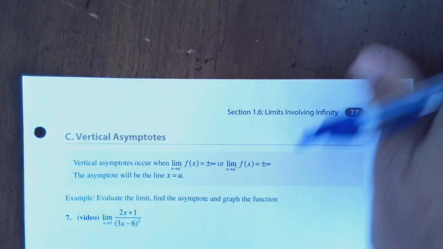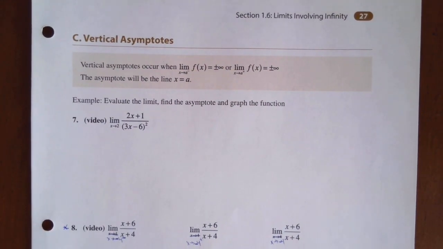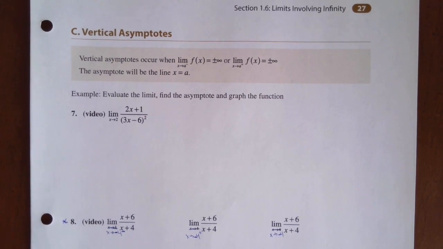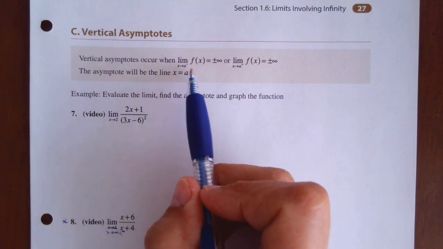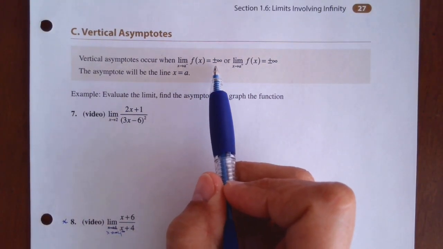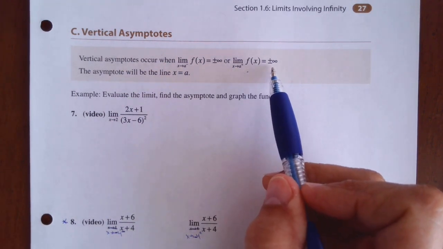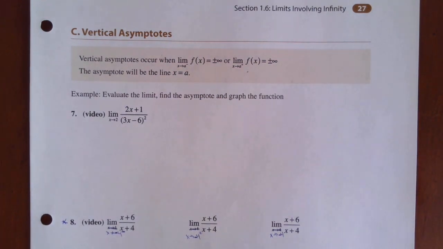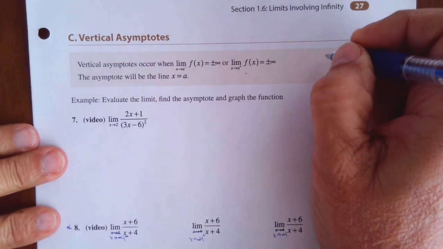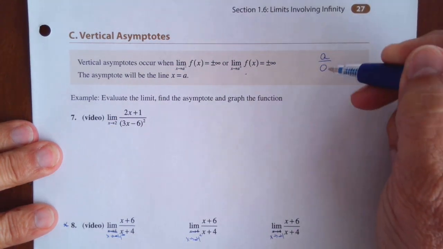Okay? All right. So let's look at vertical asymptotes. Okay. So vertical asymptotes occur when the limit as x approaches a from the left of the function goes to positive or negative infinity, or the limit from the right of a goes to plus or minus infinity. Okay, so remember what I told you. This is the direct substitution. So this is when you plug in a and you end up with this kind of a scenario.